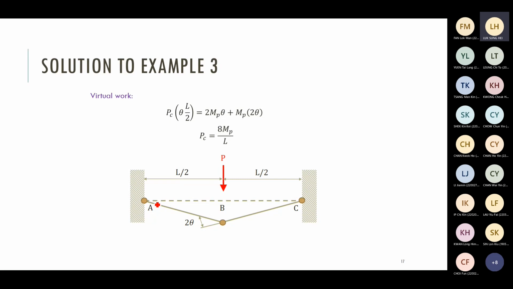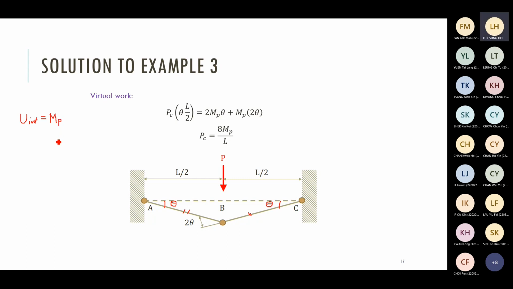Three hinges at point A, point B, and point C. At point A, assume the rotation here is theta. The rotation on the other side is also equal to theta because this is a similar triangle. Then what is the internal work? Internal work is equal to the plastic work at all plastic hinges.